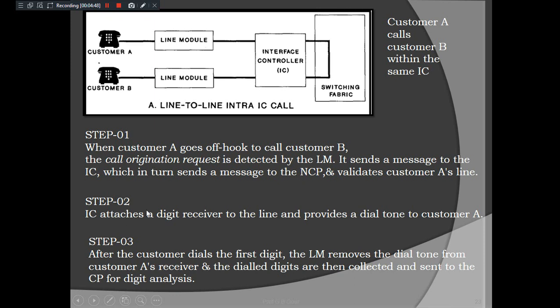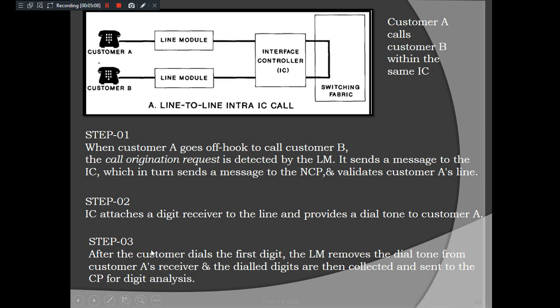In step 2, the IC attaches a digit receiver to the line and provides dial tone to the customer. The interface controller will attach the digit receiver to the line module. It will receive the digits of the destination number and provide the dial tone to customer A. Now customer A will start getting the dial tone.